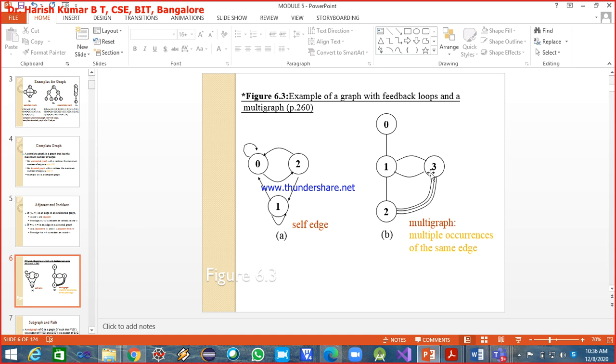We call this a multigraph because between the same vertices you can see multiple occurrences of the same edge. And this is a self loop graph or a feedback loop graph because you can see the self loops for node 0 and node 1.